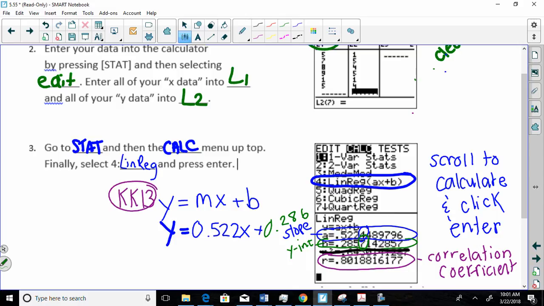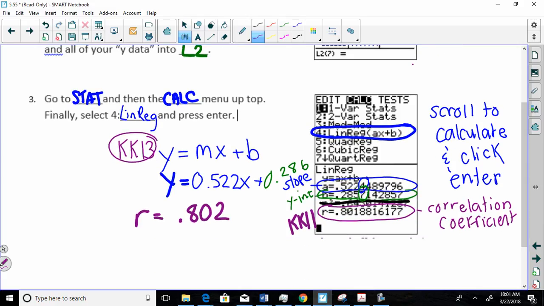And then the last part is your R. This is KK11 and 10, your correlation coefficient. And they want you to round that to the nearest 1,000 too. So what would this be? 0.802, right? And so first of all, is this a positive or a negative correlation? Positive, because it's a positive number. So if it was negative, it'll have a negative next to it.